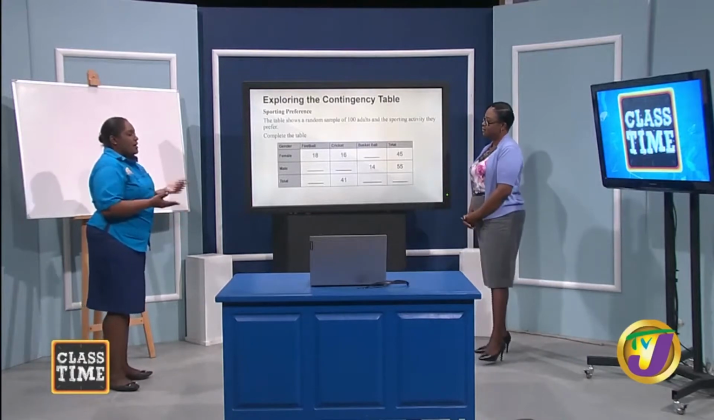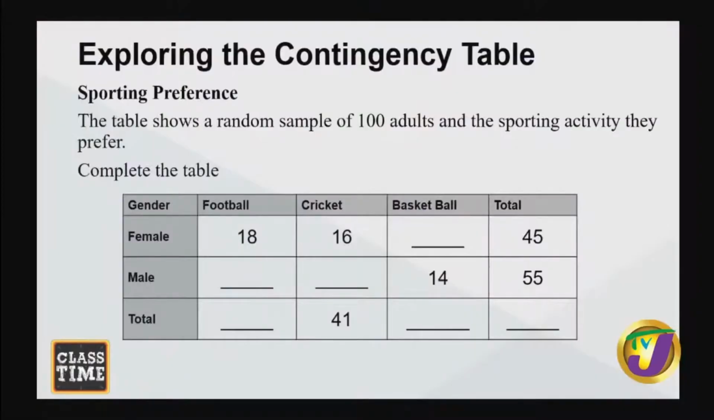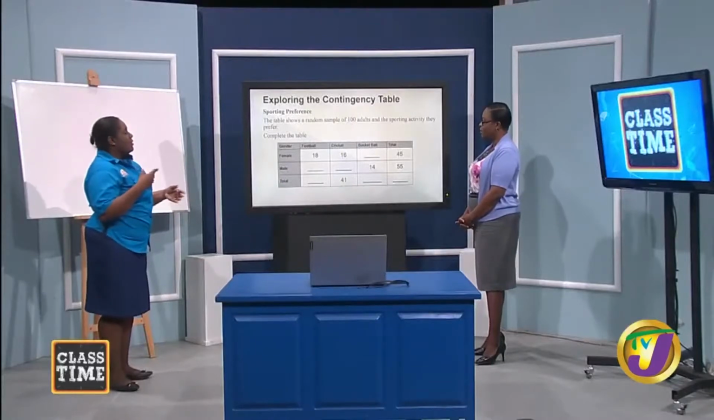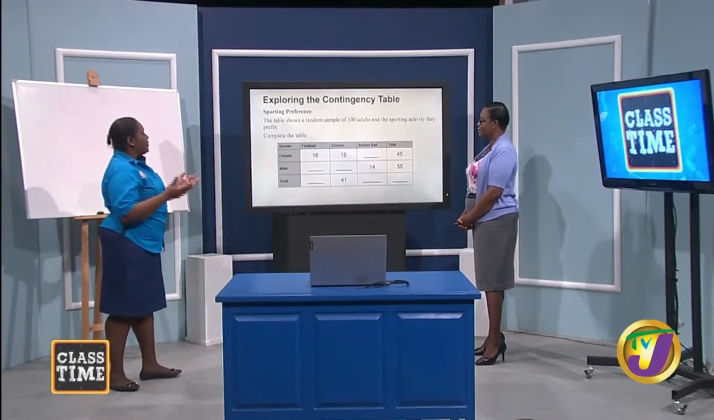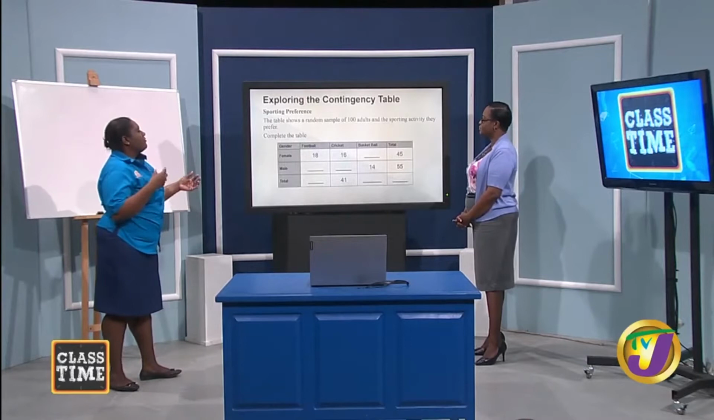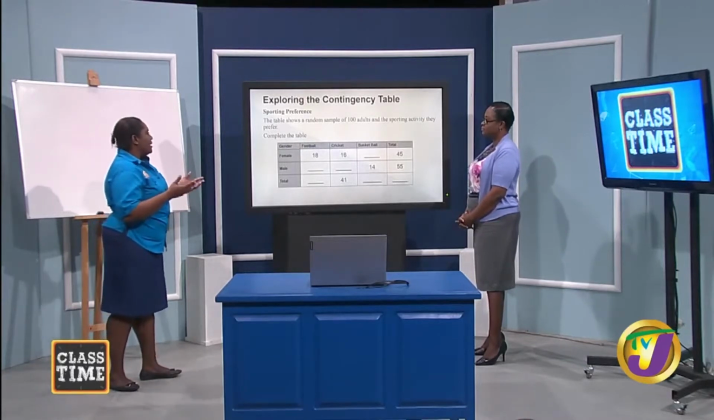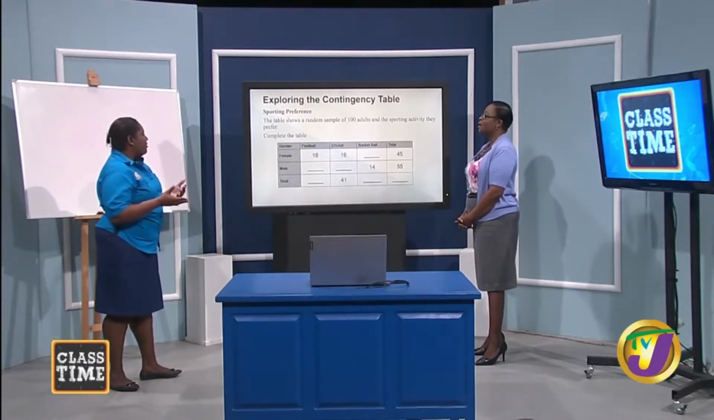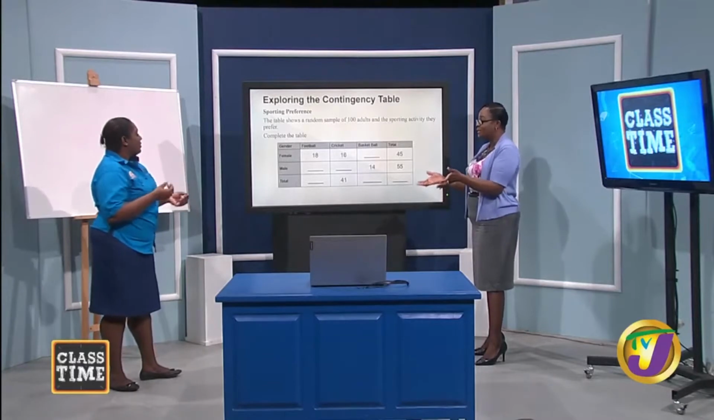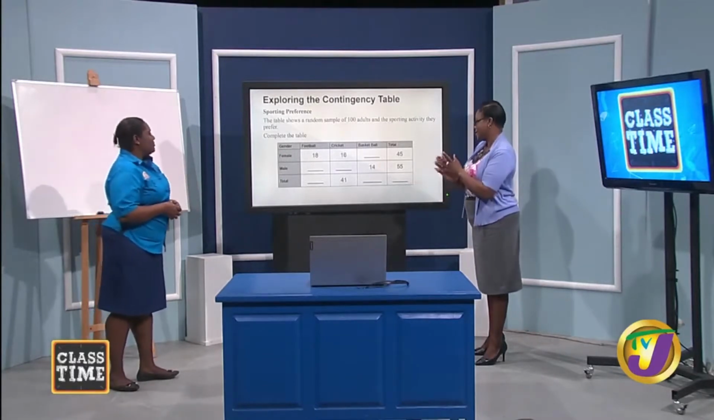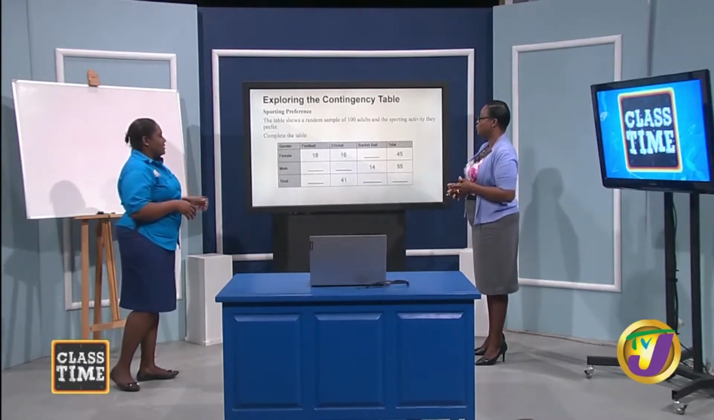Now, when one understands what the contingency table is all about and the information that is given, then we are able to pull it apart and put it back together. In this case, we are given a question where some of the information is missing. So based on our understanding of what is given and how the contingency table actually works, we should be able to fill in the missing spaces.